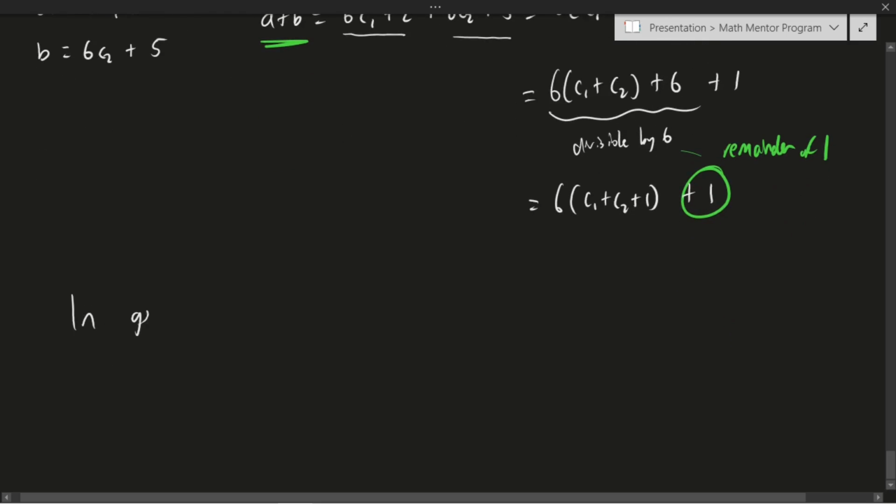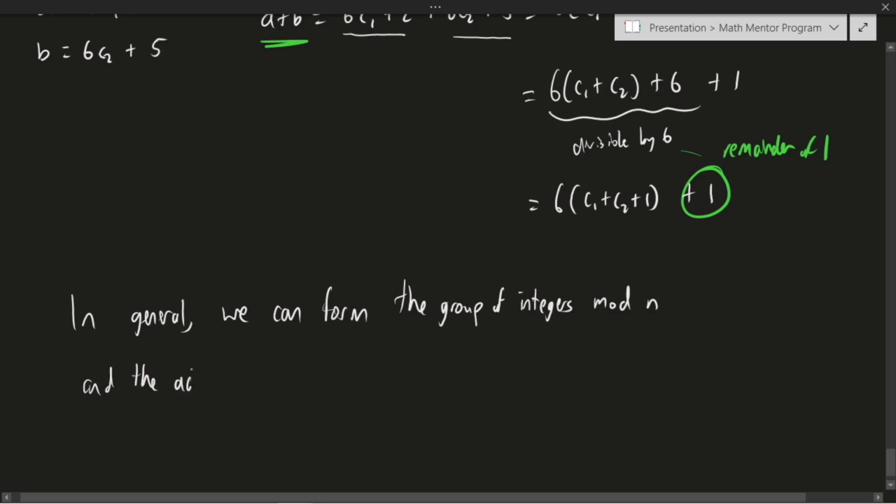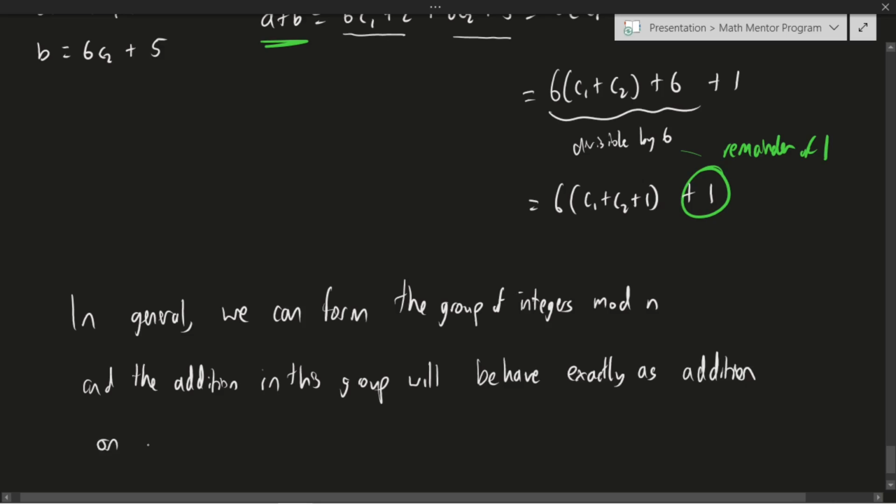In general, we can form the group of integers mod n, and the addition in this group will behave exactly as the addition on integers. But we have to also mod by n, as we did in this case down here.